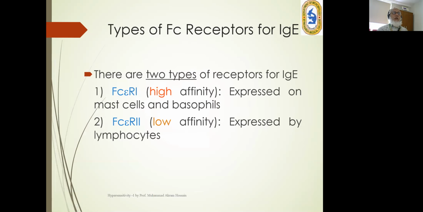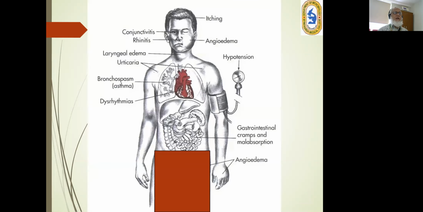So, types of receptors for immunoglobulin E: there are two types of receptors, high affinity receptor and low affinity receptor. High affinity receptors are expressed on mast cells and basophils. Low affinity receptors are expressed on lymphocytes. And this is the graphical presentation of the signs and symptoms in type 1 hypersensitivity. Systemic: you see there is itching, conjunctivitis, rhinitis, angioedema, hypotension. There is laryngeal edema, urticaria, bronchospasm, dysrhythmia, GIT symptoms, angioedema, and all these things.